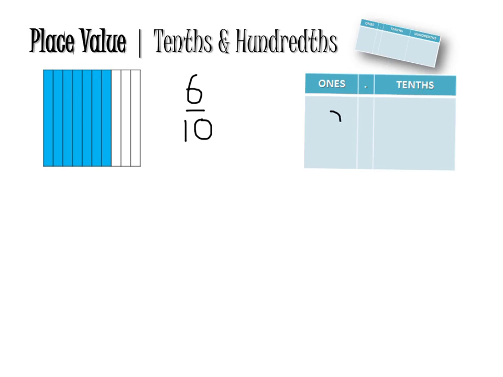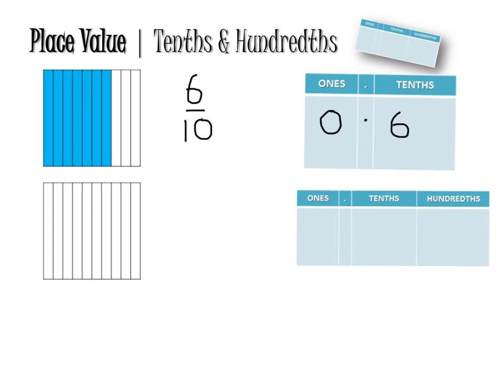So I have no wholes. I have no wholes shaded, since I don't have any complete squares shaded, but I do have 6/10 shaded. So I put the decimal point and I put the 6 after the decimal point in the tenths place. So this 6/10 is the same as this 6/10, which is the same as this 6/10 in this picture.